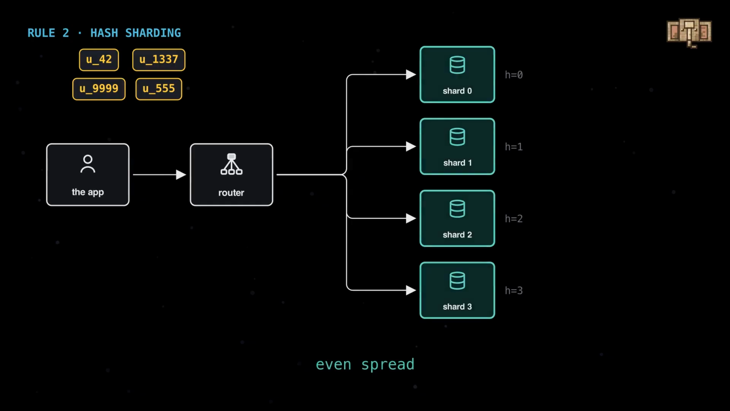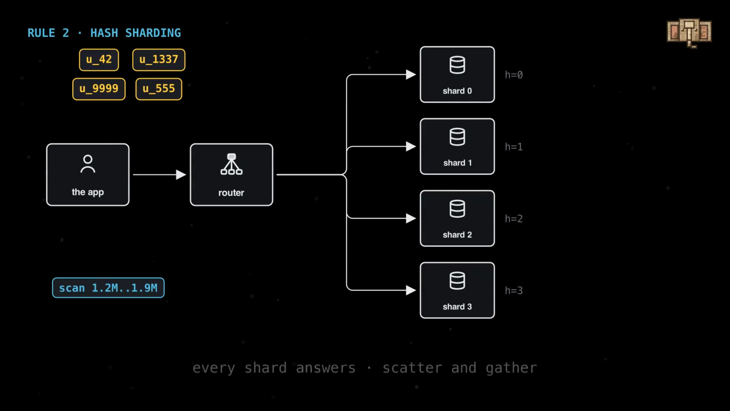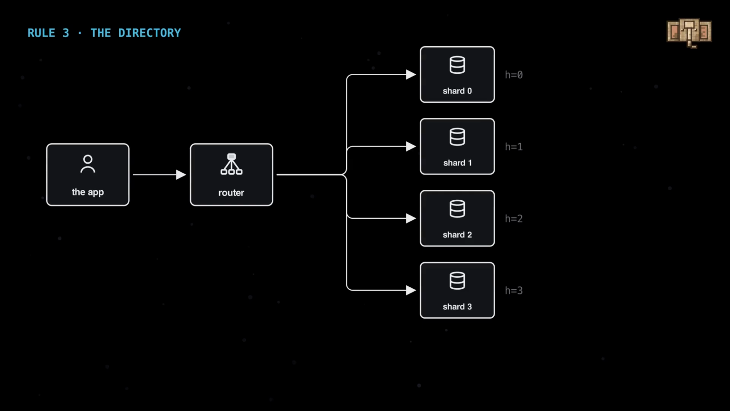For point lookups, fetch this user, fetch that order, this is the default answer. But the price is exactly the thing we just loved. Ask for everything between 2 points now, and the answer is sprayed across every shard. One range query becomes a scatter and gather across the entire fleet. Even spread at the cost of your range scans. Remember that trade.